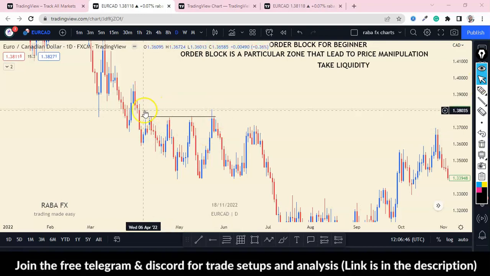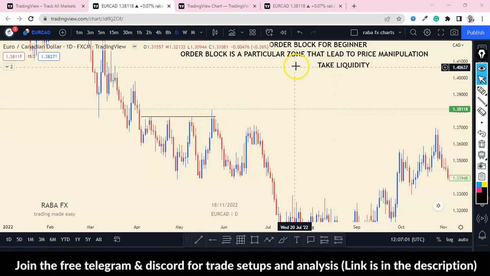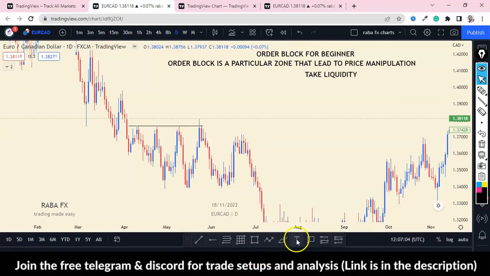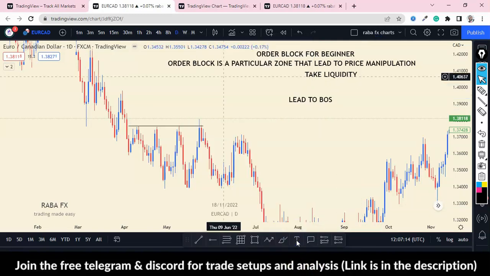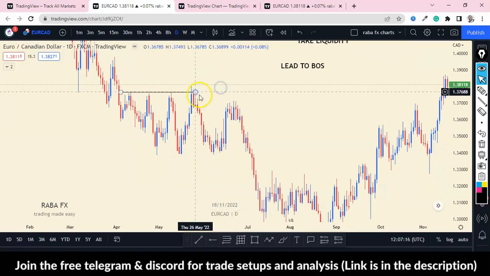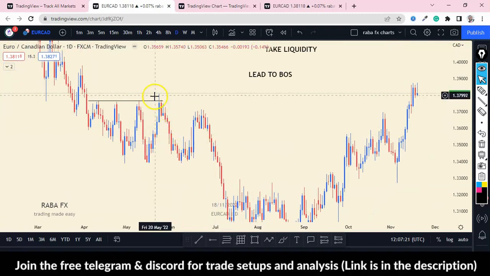So first of all, you look to the left and see, did this order block take out liquidity? If it did, then you can mark that zone, that particular candle, or the entire zone as a potential order block. Number two thing you need to know is that they did lead to a break of structure. Did that order block, after taking liquidity, lead to a break of structure? That's another thing you need to ask yourself.